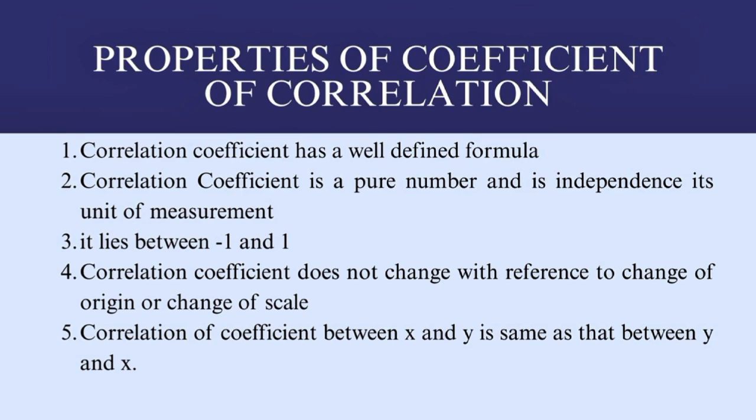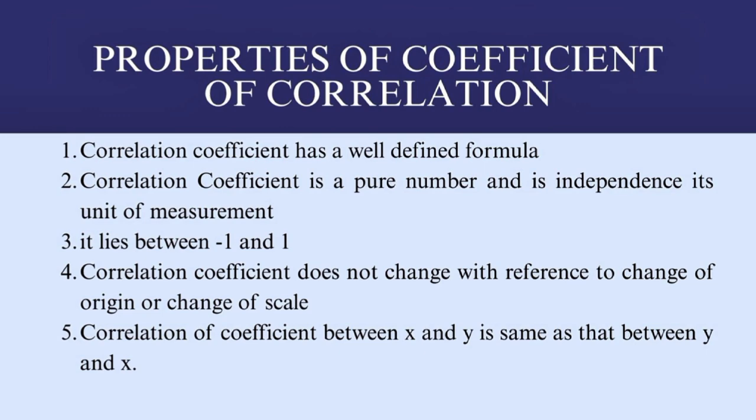It doesn't matter if one variable is measured in kilograms and the other in meters. The correlation coefficient always falls between negative one and positive one. Positive one indicates a perfect positive correlation: as one variable increases, the other increases proportionally. Negative one indicates a perfect negative correlation: as one variable increases, the other decreases proportionally.